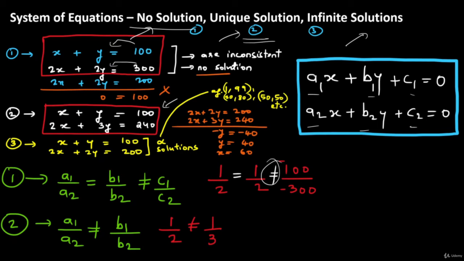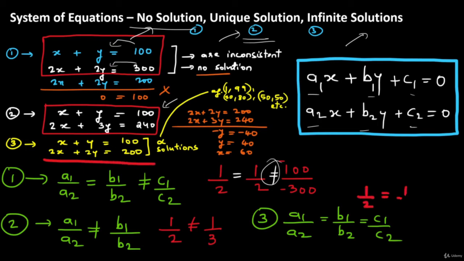All right, now what about the third criteria? If a1 by a2 is equal to b1 by b2 is equal to c1 by c2, then there will be an infinite number of solutions. Let's analyze it over here. We have 1 by 2, 1 by 2 and minus 100 by minus 200, which is also 1 by 2. So it's satisfying this criteria over here, and hence we have an infinite number of solutions.